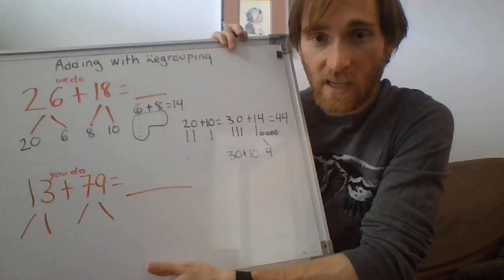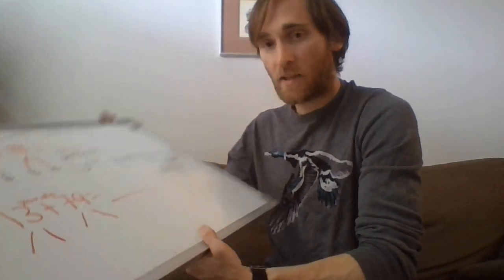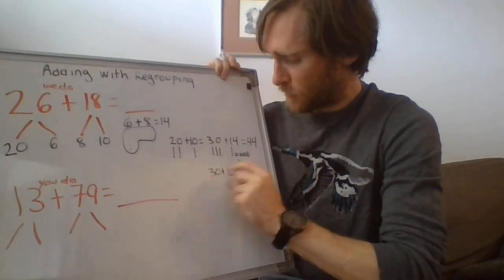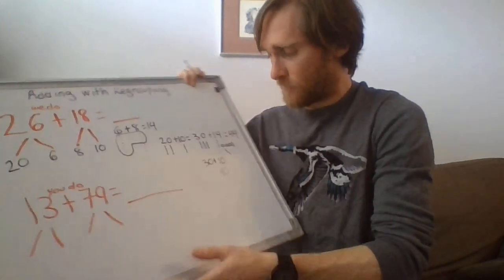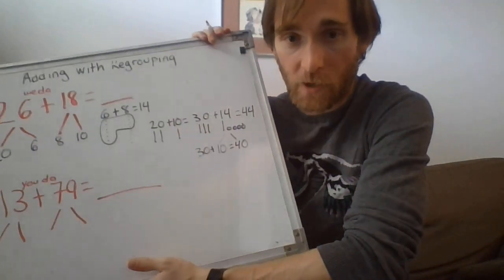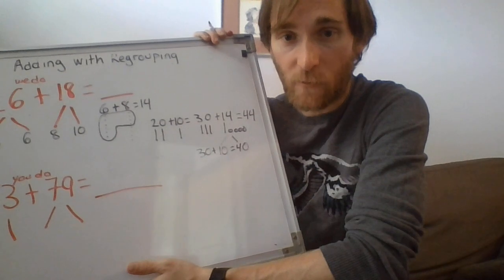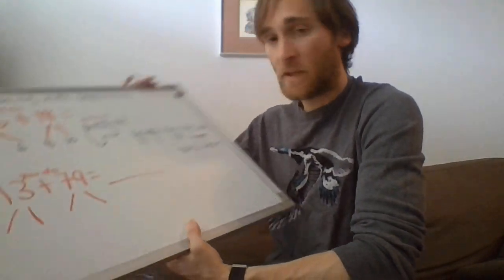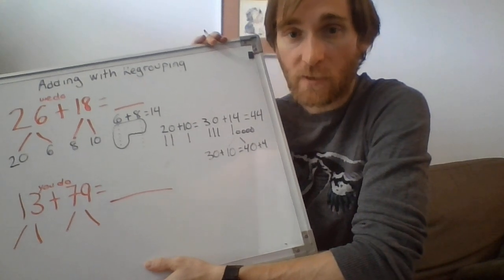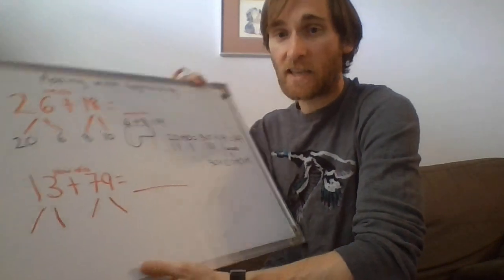30 plus 10 is going to give us 40. You know what? I'm going to erase that right there. 30 plus 10 is 40. Then we have the ones left over. So plus 4. 40 plus 4 is 44. So 26 plus 18 is 44.